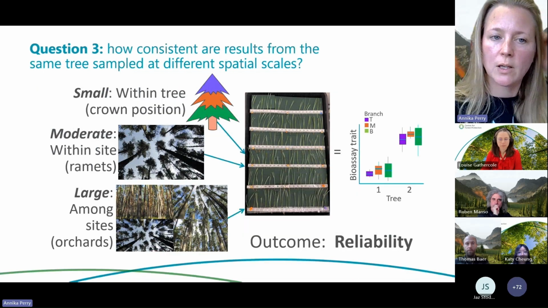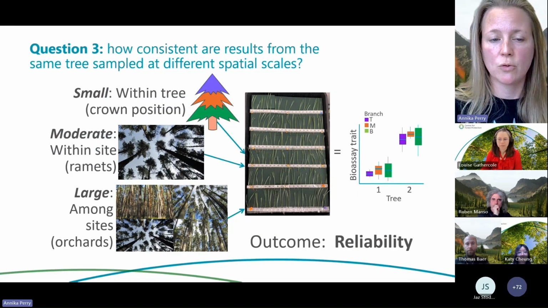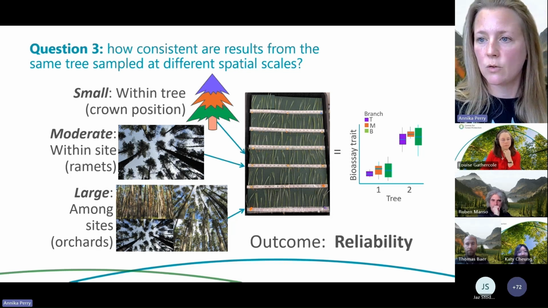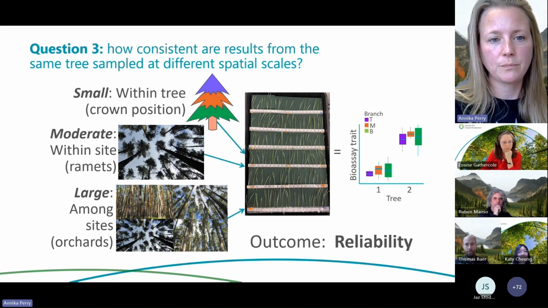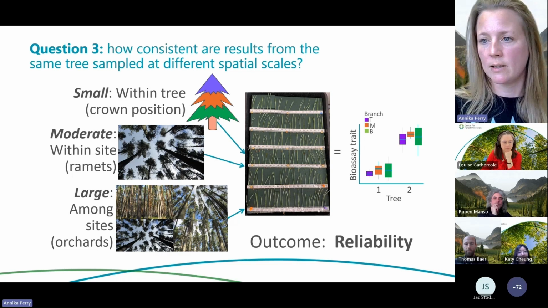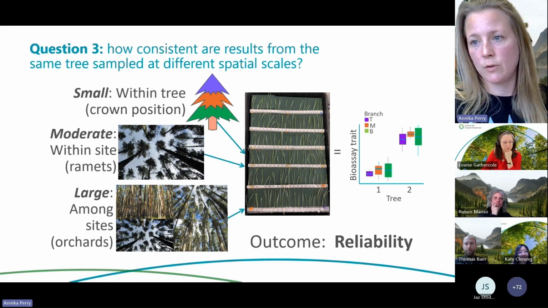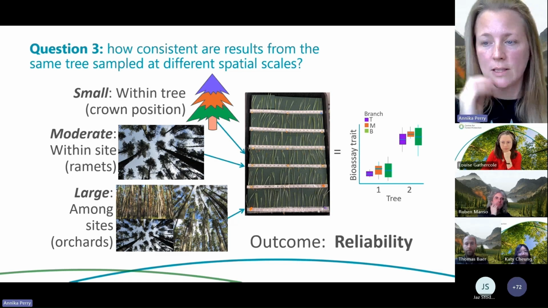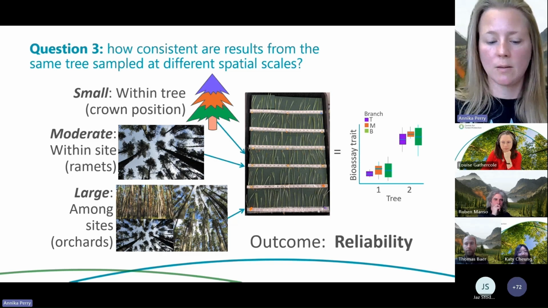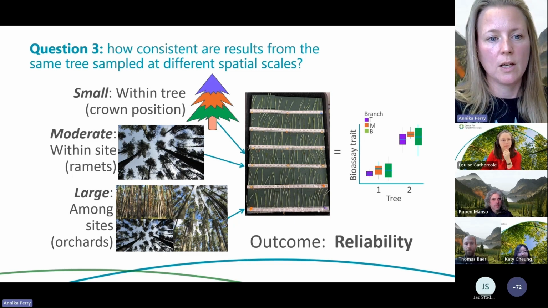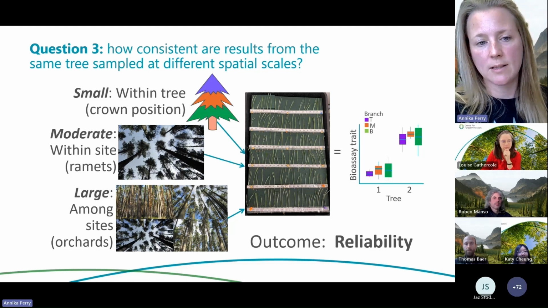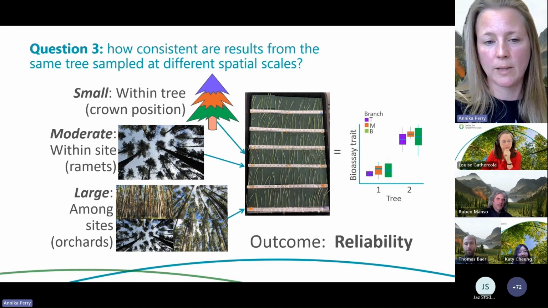And finally, I would like to know how consistent results are from the same tree sampled at different spatial scales. So for this, I considered sampling within a single tree, so within different positions in the crown. A moderate spatial scale, so within a single site, but ramets. So ramets are the same genotype, the same individual tree, which is then grafted onto different rootstock and then planted and grows into different trees. So ramets should be genetically identical individuals. So when you've got multiple ramets in the same site, how do they look in the bioassay?